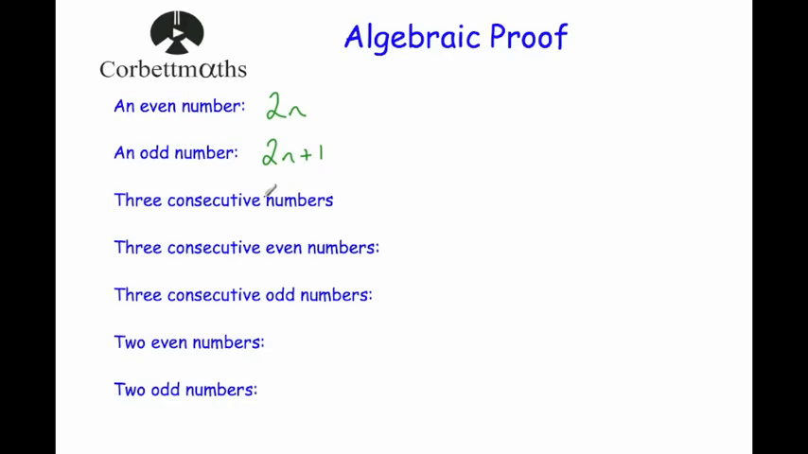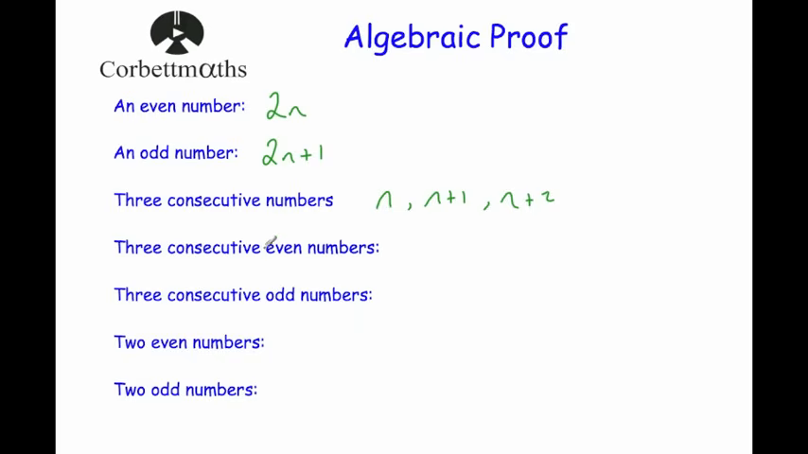Next, 3 consecutive numbers. They haven't specified whether it's even or odd, so I'm just going to use n to represent any number, n plus 1 to represent the next number, and the next number would be n plus 2. And that would be 3 consecutive numbers, 3 numbers that are next to each other. So they run consecutively: n, n plus 1, and n plus 2.